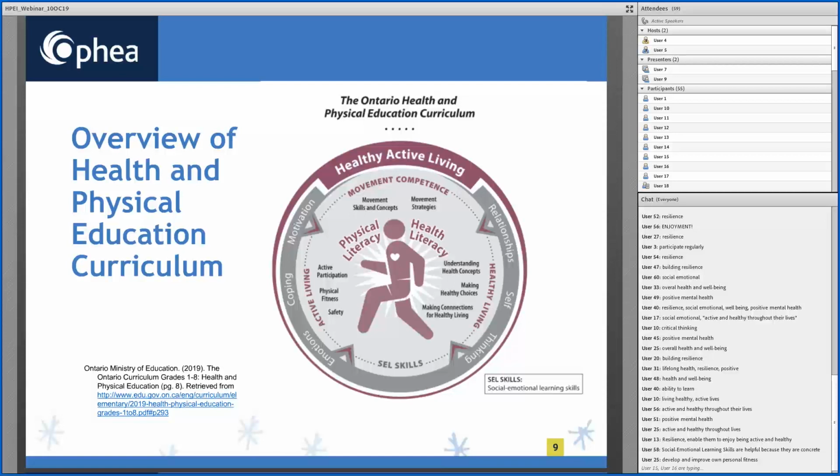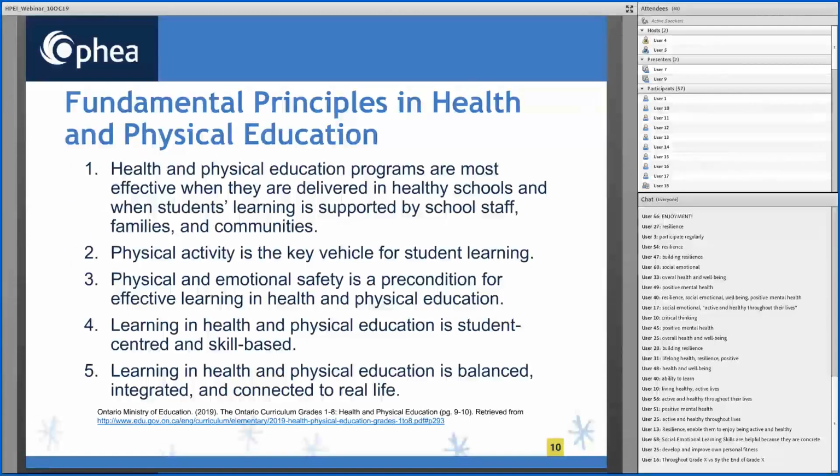The overview of the health and physical education curriculum, this image has not changed, other than the living skills have been updated to reflect the social emotional learning skills. The image is intentionally student-centered, showing how social emotional learning skills are embedded or integrated into all the other strands, so into movement competence, into healthy living and active living. The fundamental principles in health and physical education also have not changed. They continue to be important to understand and apply.